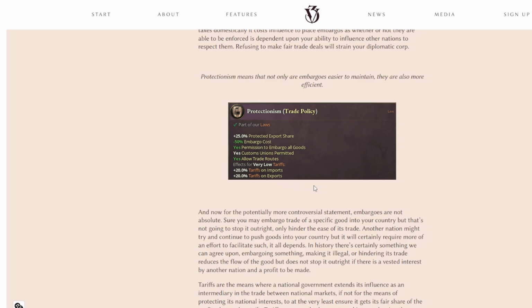And now for the potentially more controversial statement: embargoes are not absolute. Sure, you may embargo trade of a specific good into your country, but that's not going to stop it outright, only hinder the ease of its trade. Another nation might try and continue to push goods into your country, but it will certainly require more of an effort to facilitate such. It all depends.